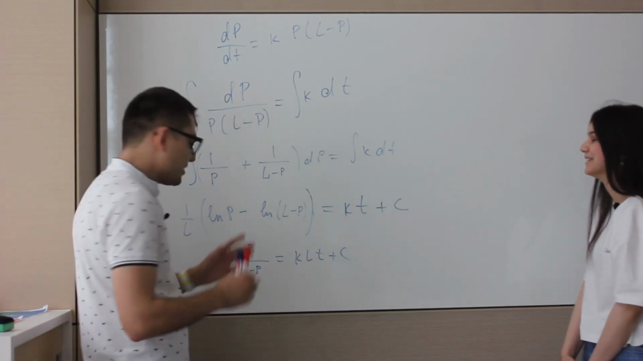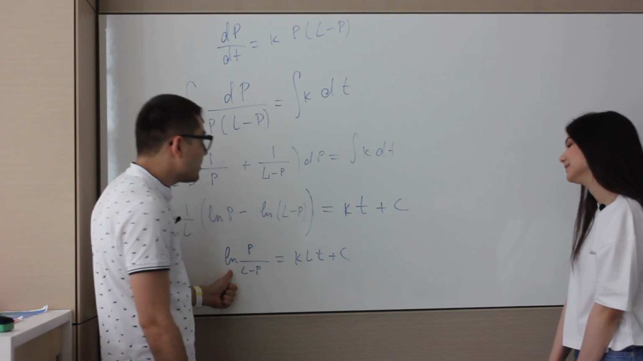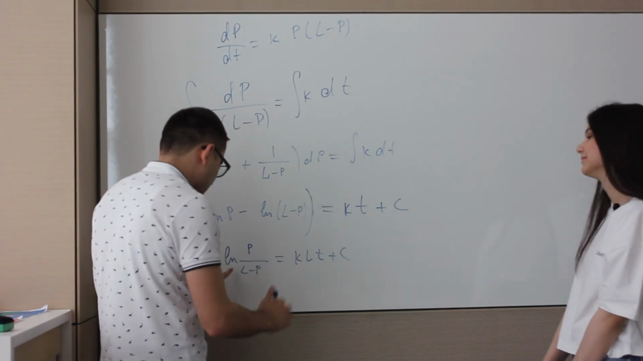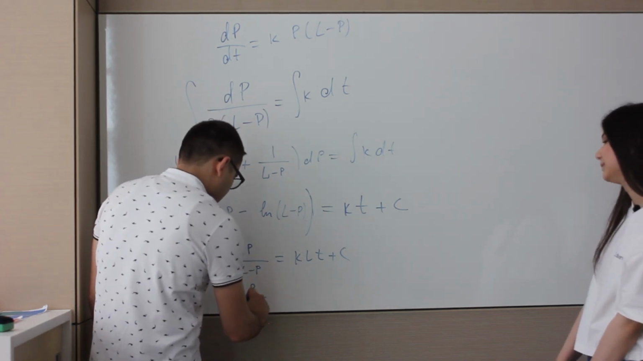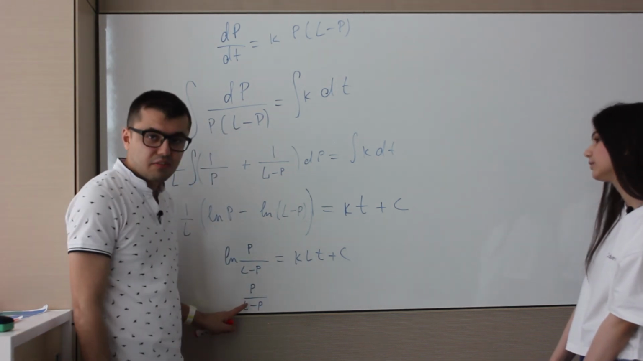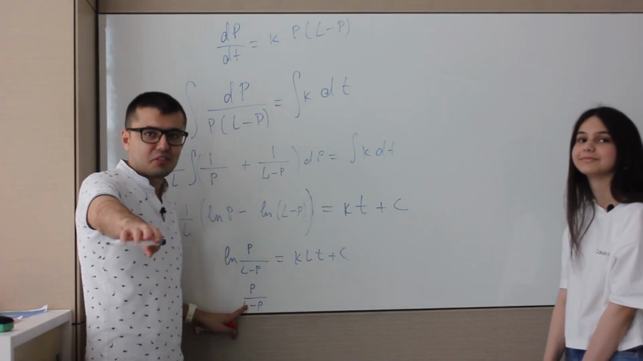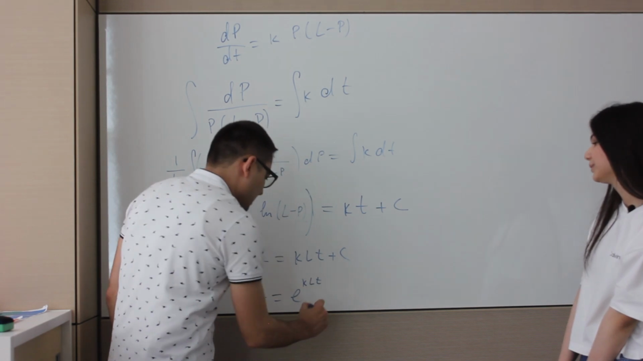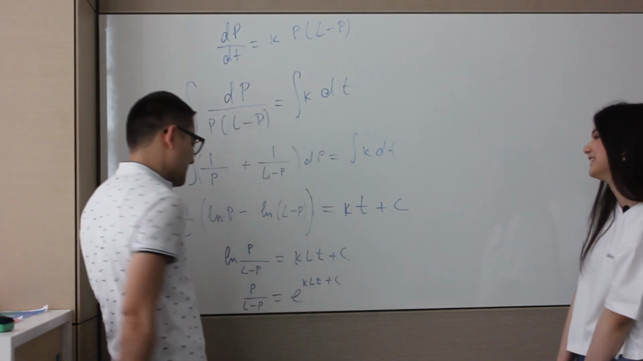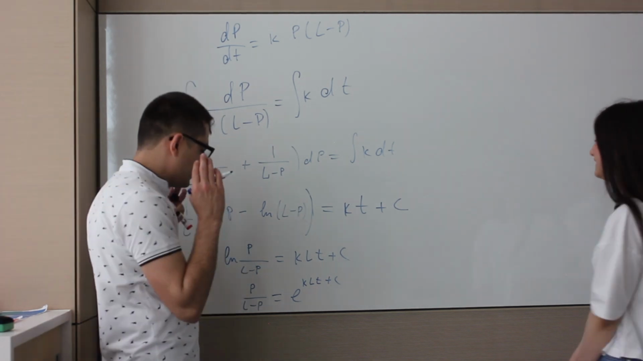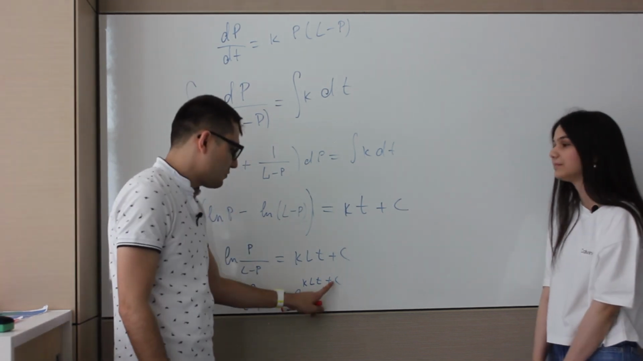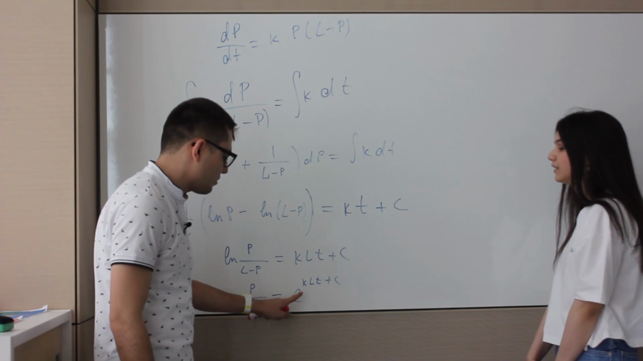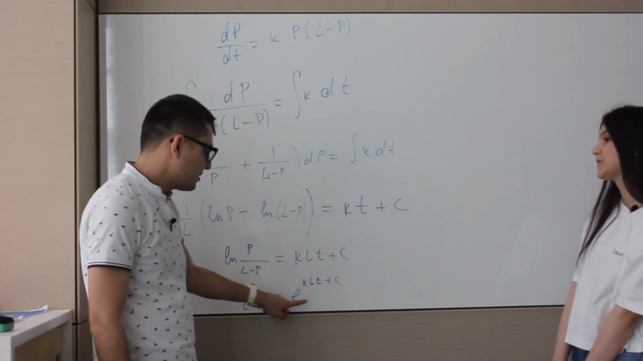Now the last part is to get rid of this ln. How can we get rid of this ln? Exponentiate both sides. So we'll have e to the power of KLT plus C. The issue is that I can separate when I have a plus sign in the power. I can write e to the power of KLT multiplied by e to the power of C.